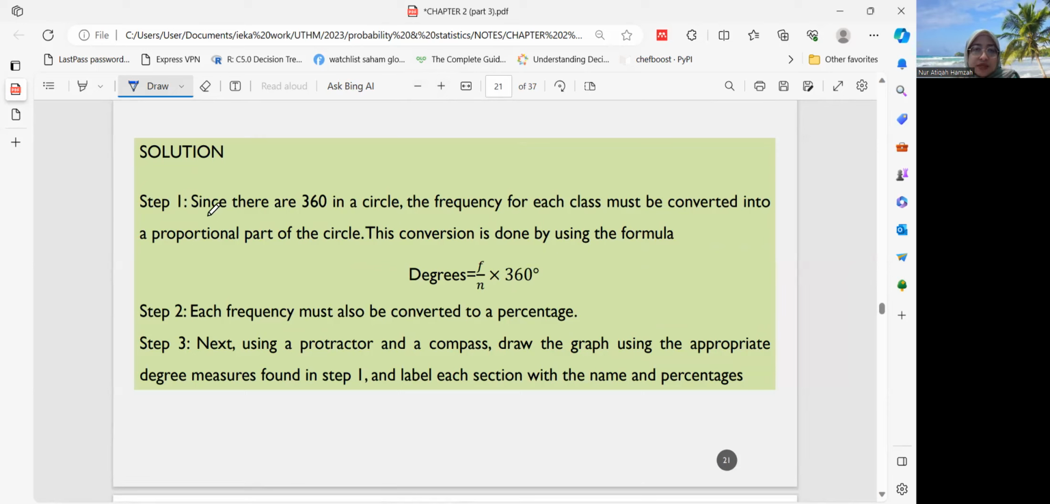First step, since there are 360 degrees in a circle, the frequency for each class must be converted into a proportional part of the circle.